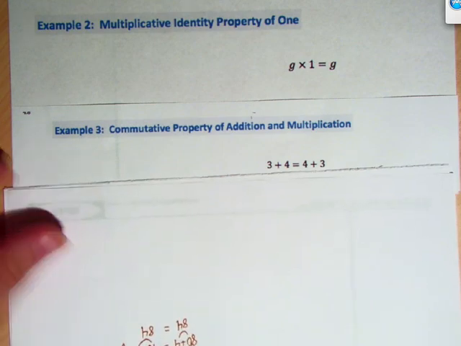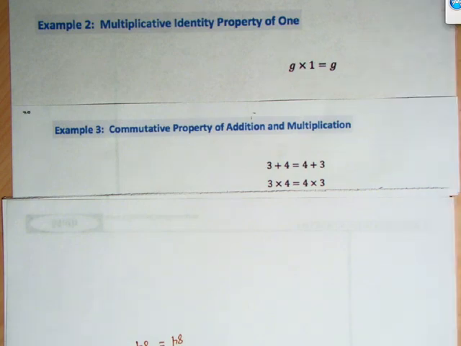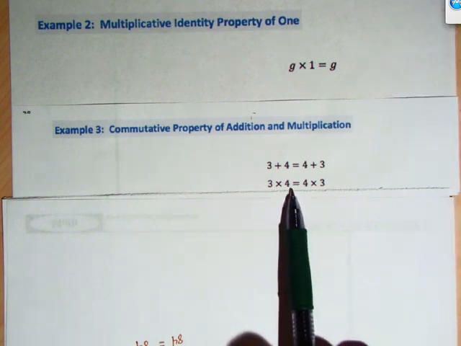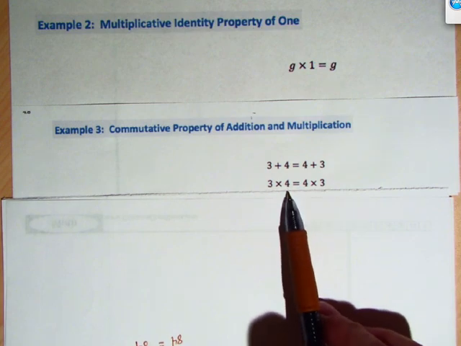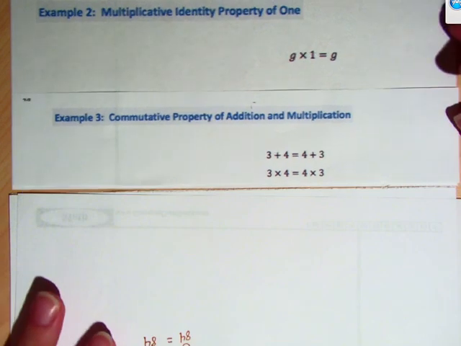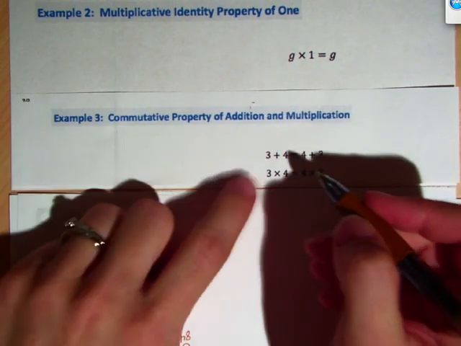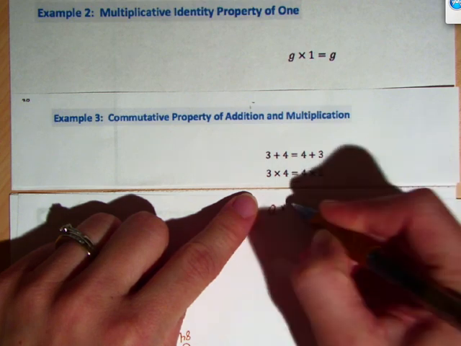Okay, let's look at the commutative property of multiplication. Kind of the same thing, but they're using multiplication this time. So they have 3 times 4 equals 4 times 3. 4 times 3, or 3 times 4, it's 12. 4 times 3 is 12, so 12 equals 12. Okay, so let's replace the 3's with A. We're just going to kind of skip a step here. We're going to replace the 4's with B.